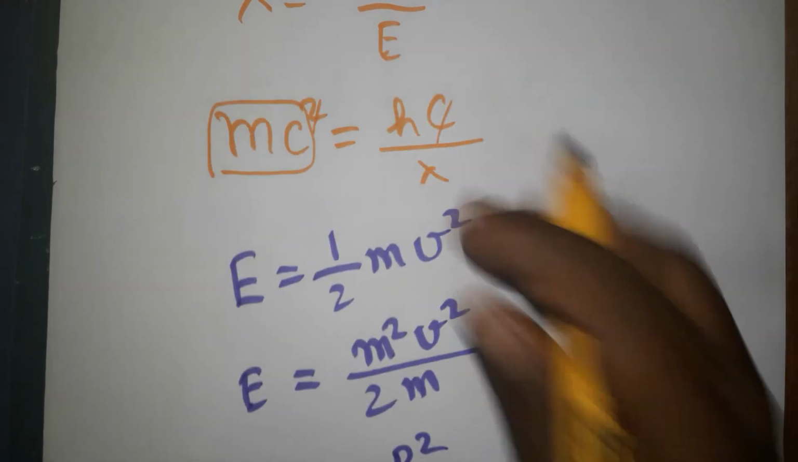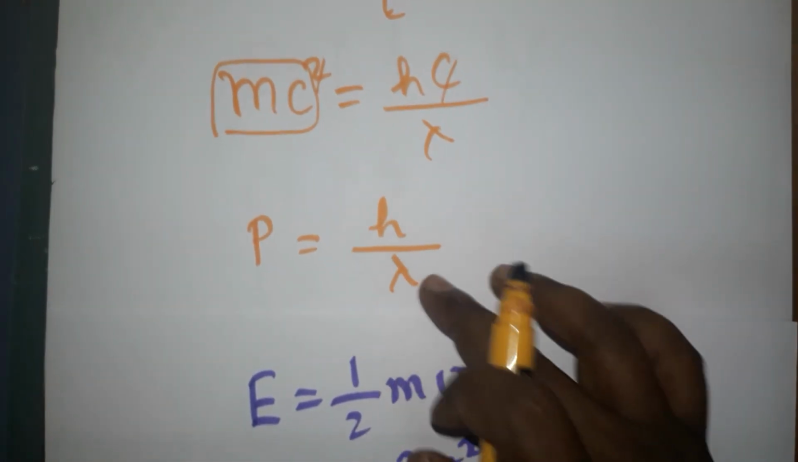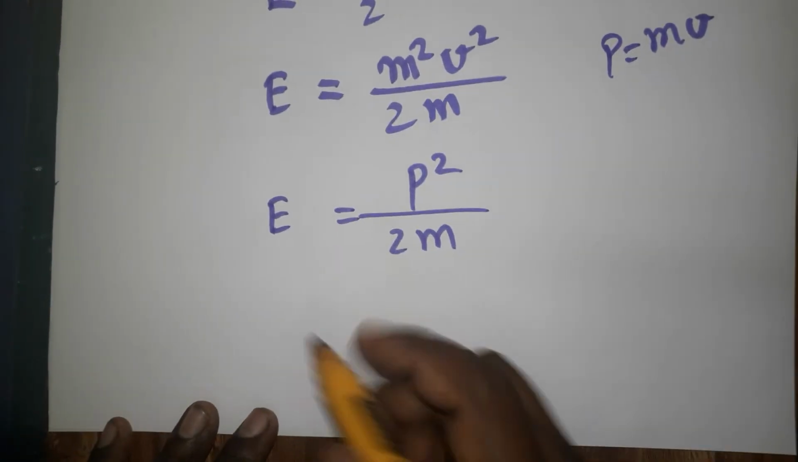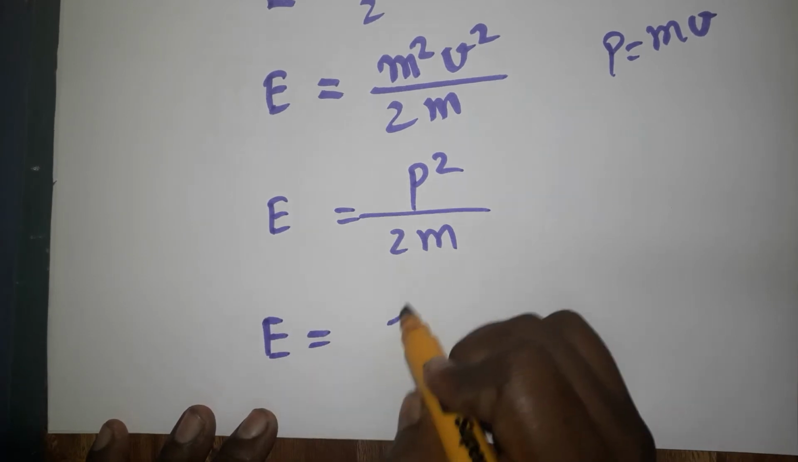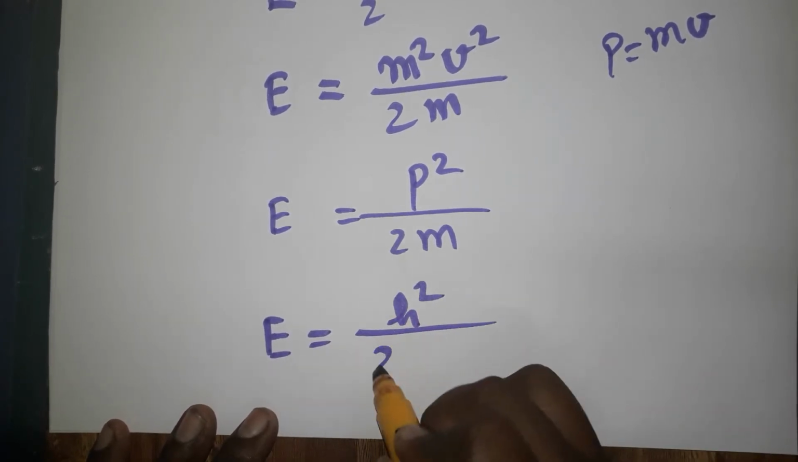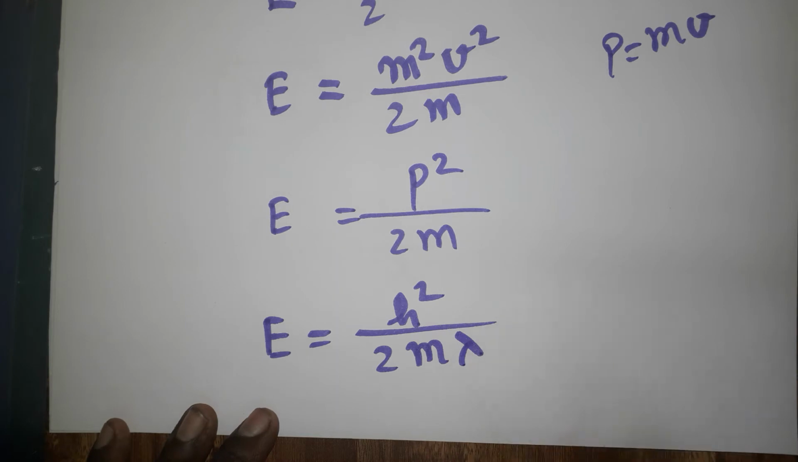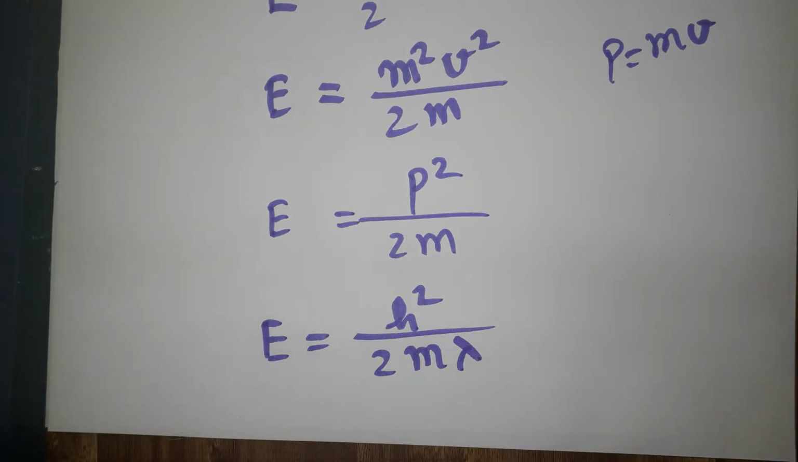Already I know what momentum is. Momentum is equal to h divided by lambda. So wavelength, Planck constant: h square divided by 2m lambda square. This is what we can get as the energy relation.